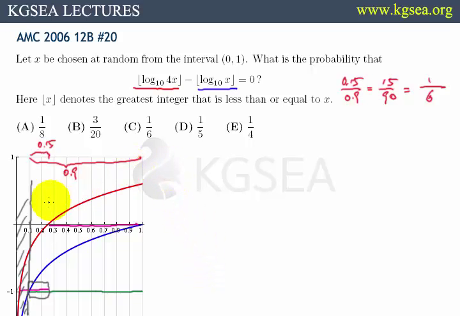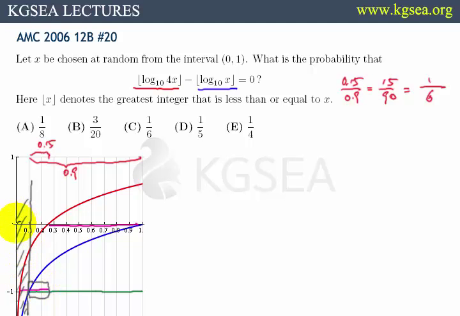So this region, 0.1 up to 1 here, we've figured out the probability is 1/6 because of the reasons I showed you when they are sharing the same value here. But we ignore this part.